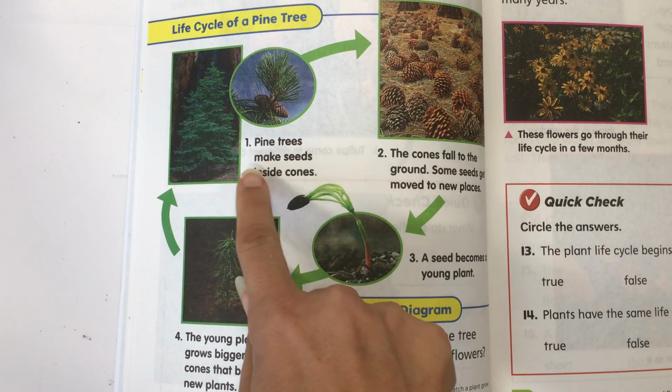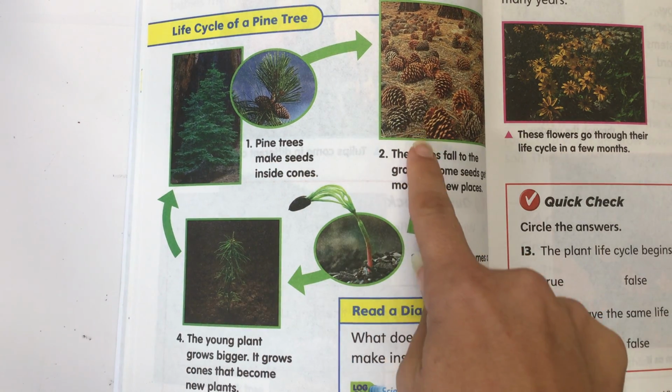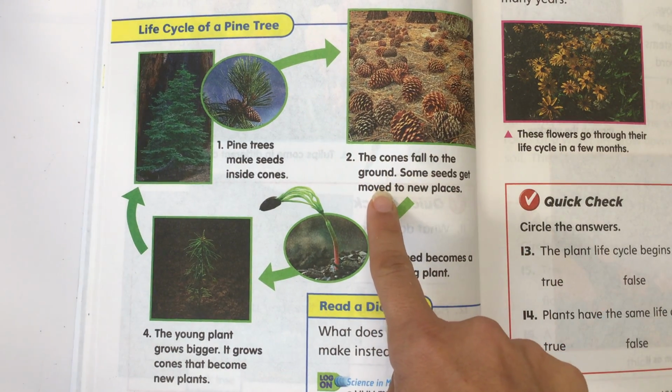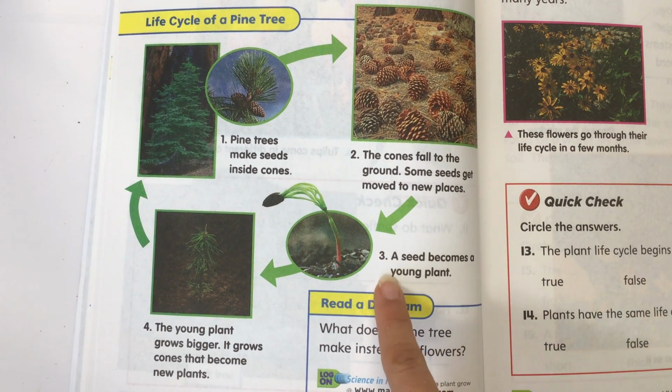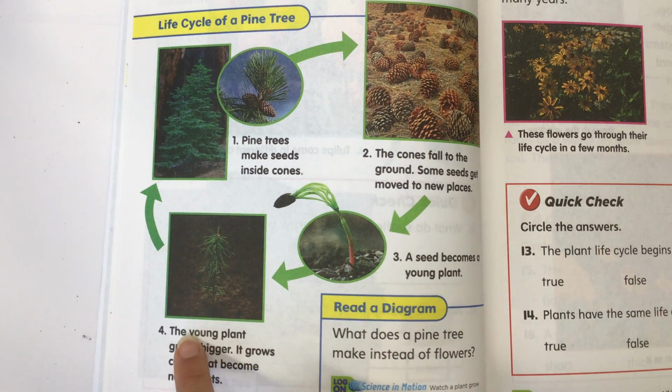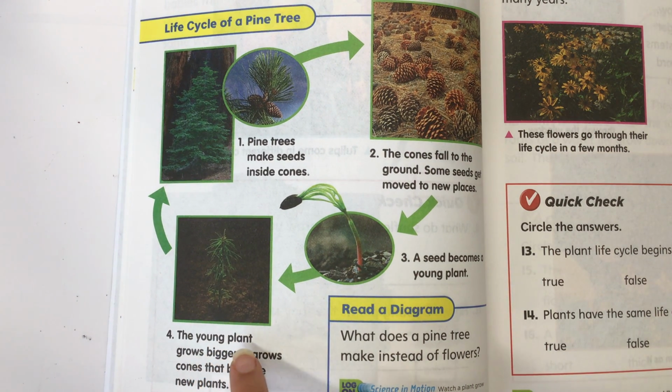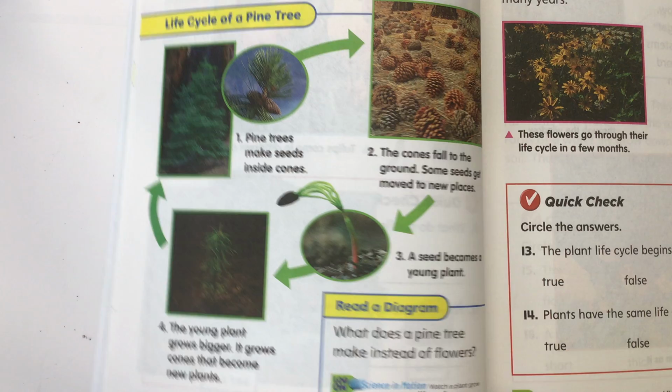Here, pine trees make seeds into cones. The cones fall to the ground and some seeds get moved to new places. 3, a seed becomes a young plant. 4, the young plant grows bigger. It grows cones that become new plants.